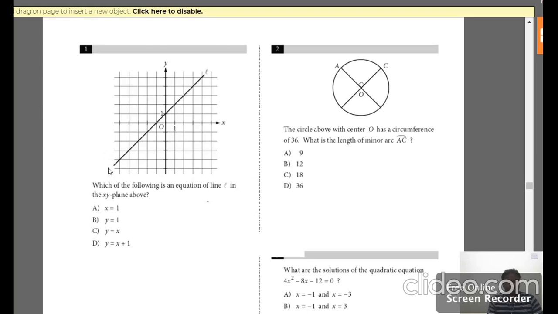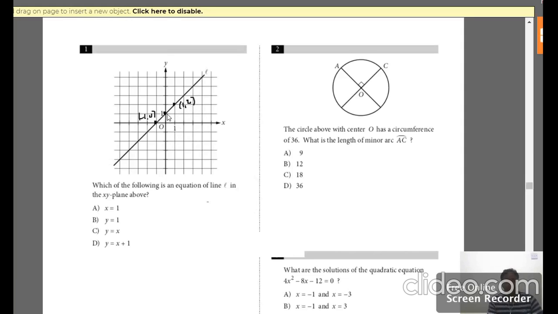Our first question: in the graph, which of the following is an equation of line L in the xy plane? If you look here, we have a line L given, and the y-intercept where the line touches it is a constant. There is one more point which lies on the negative x-axis, that is (-1, 0), and if I move a little bit up there is 1, 2.